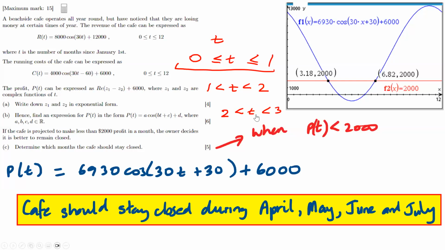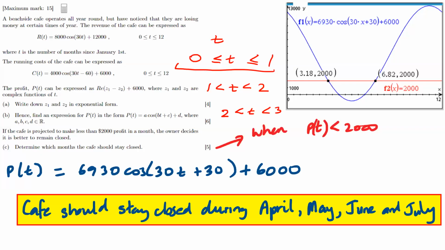So you've just got to be careful. Make sure you put it in context, and ask yourself, what does this value mean if I put it into the context? So as soon as you get to the number 1, you're finished January, you're starting February. As soon as you get to the number 2, you're finished February, you're starting March. As soon as you get to the number 3, you've finished March, you're into April. So 3.18 is in April.